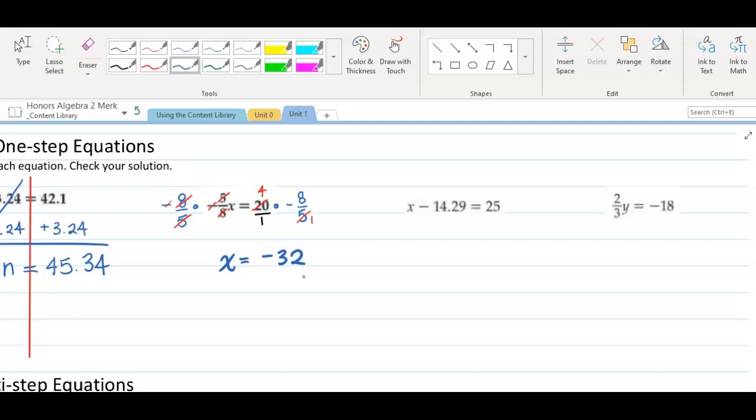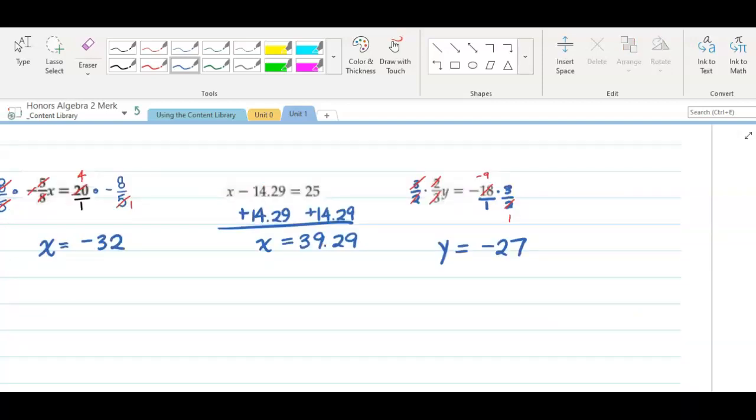Please pause your video and try the next 2 problems, and then when you resume the video, you'll see the work all worked out for you right here on the screen. So did you get 39.29? And did you get y equals negative 27? If you didn't, please make sure you ask your instructor in class.